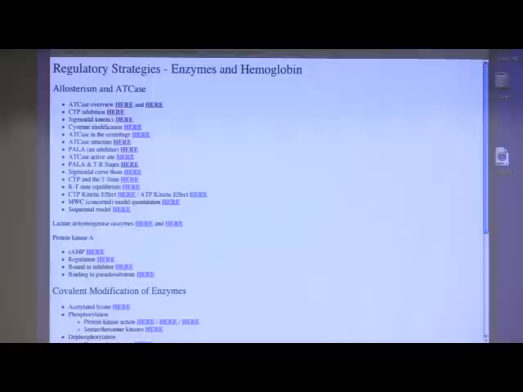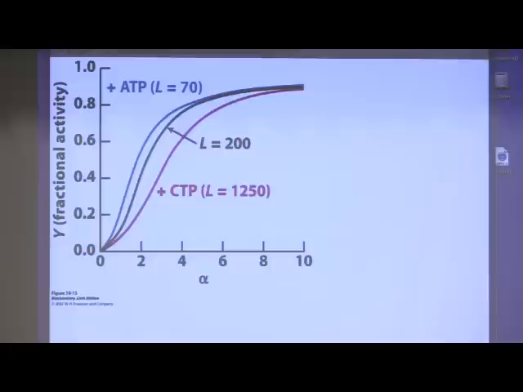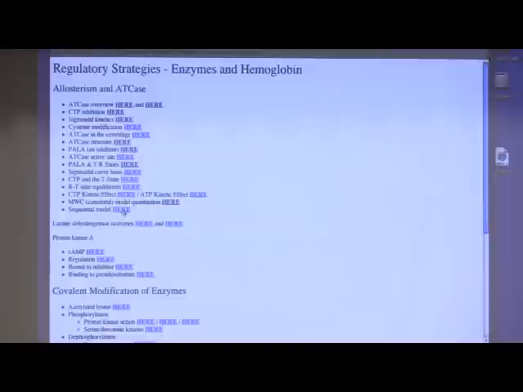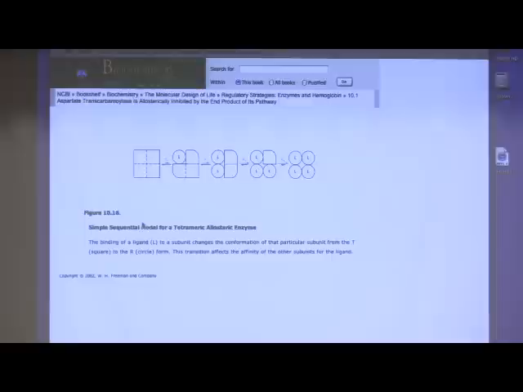Now, in the case of ATCase, we see a different mechanism that's in place. Before I say more about ATCase, let me finish up the hemoglobin. Hemoglobin has a conversion that we think of as sequential. The first one causes the second one, causes the third one, causes the fourth one to change. We see a cause and effect for that. ATCase appears not to do that. ATCase does not have a cause and effect.